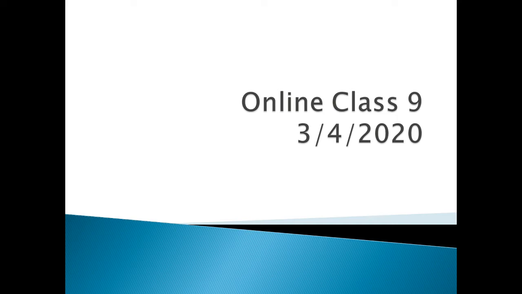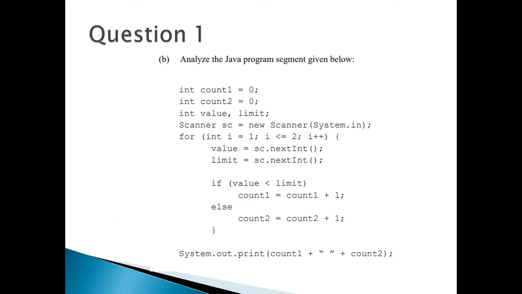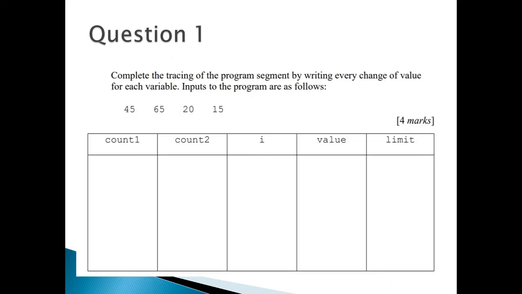So we start with question number 1. Given a Java program segment, analyze the Java program segment. Below the question, there is a dash check table with the inputs 45, 65, 20 and 15, and the field names of the dash check table have already been filled.